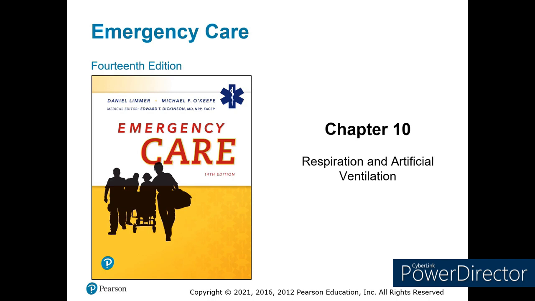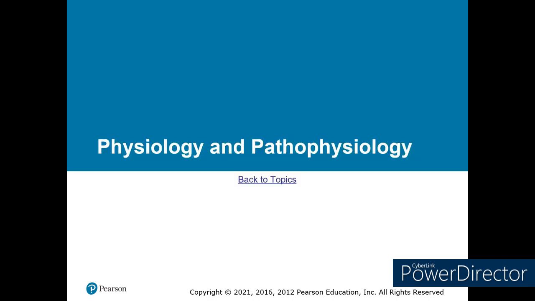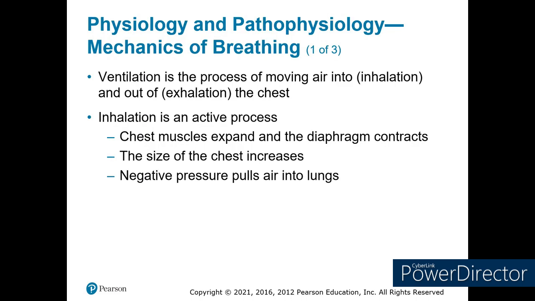Chapter 10, Respiration and Artificial Ventilation. This chapter we're going to start talking about how we keep a person alive with some additional resources to help them breathe and how we determine what level of assistance is needed. First, we need to review the physiology and pathophysiology and how we breathe.